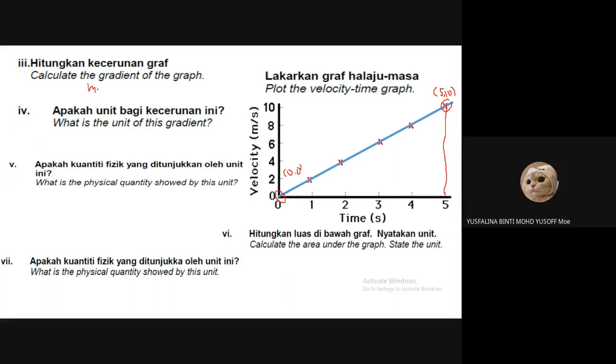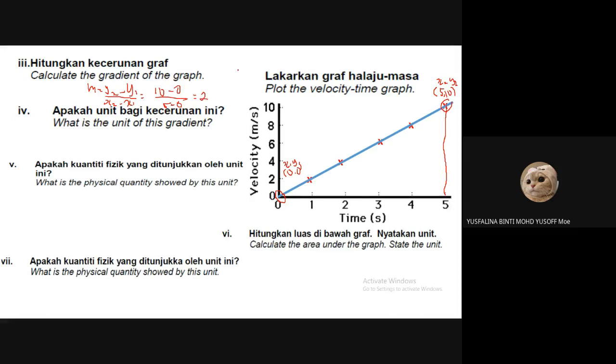So what is the formula here? Y2 minus Y1, divided by X2 minus X1. Teacher, do we have to put the formula every time we calculate something? Yes, please put the formula. Let's say this one is X1, Y1, and this one is X2, Y2. So 10 minus 0 divided by 5 minus 0, and then you will get 2.